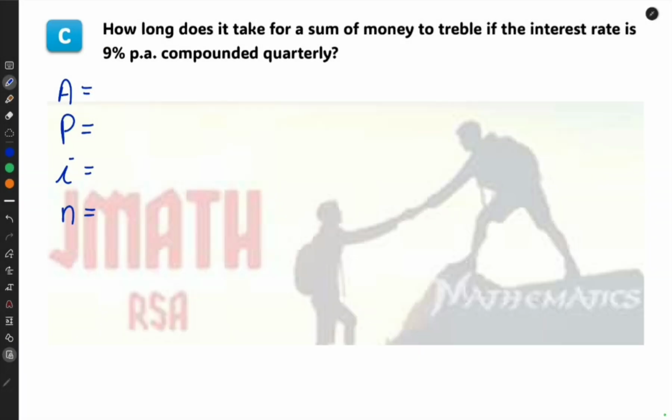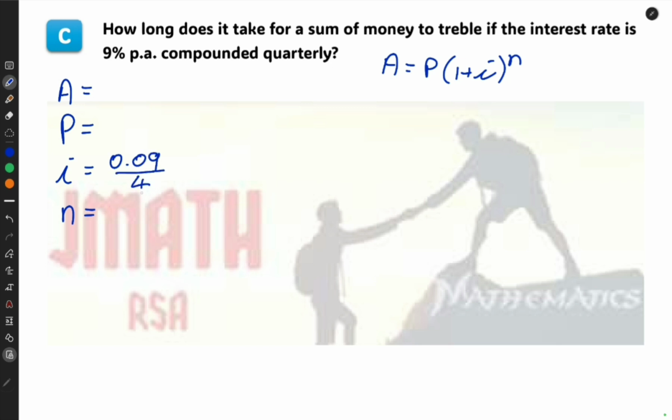Question C. So now we get to a very popular question. Somewhere in this year, I can almost guarantee you're going to encounter a question like this in one of your class tests, cycle test, or an exam. So how long does it take a certain sum of money to treble if the interest rate is 9% compounded quarterly? They're telling me the money is going to grow. So A equals P, 1 plus i to the power n. The only thing I know in this sum is that the interest rate is 0.09 over 4.